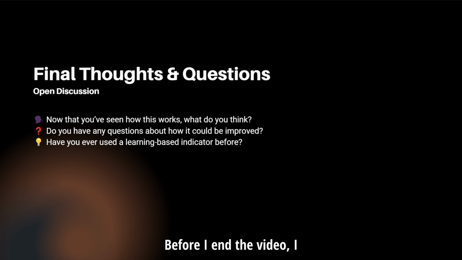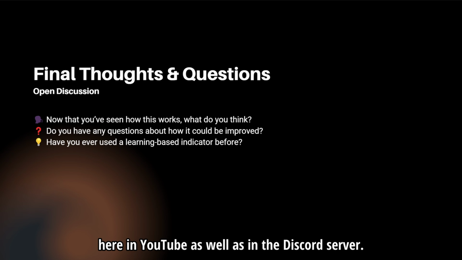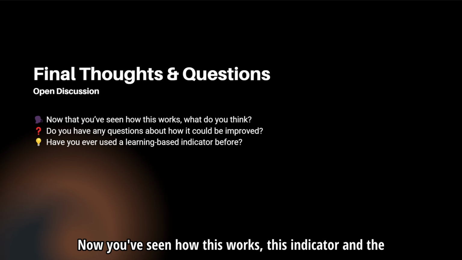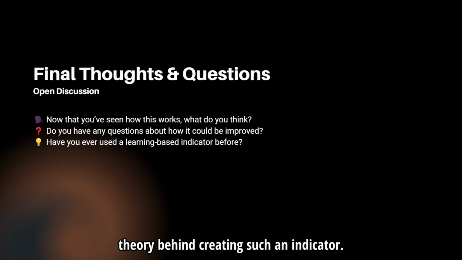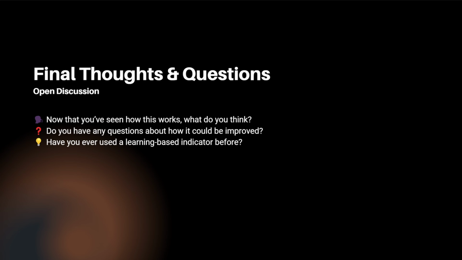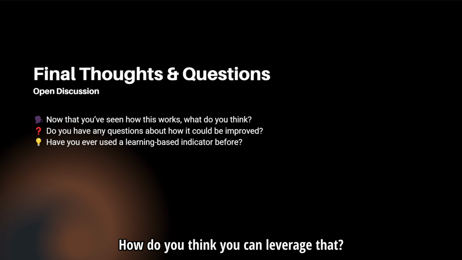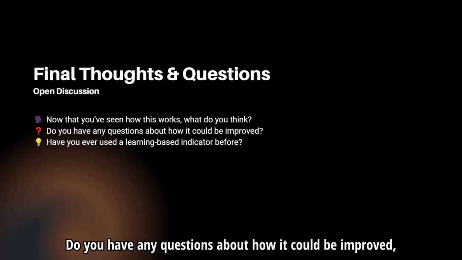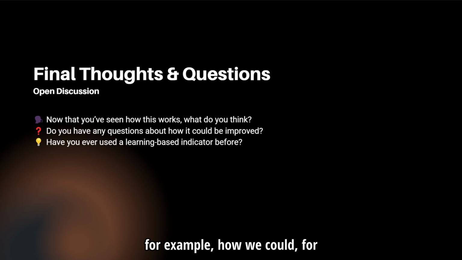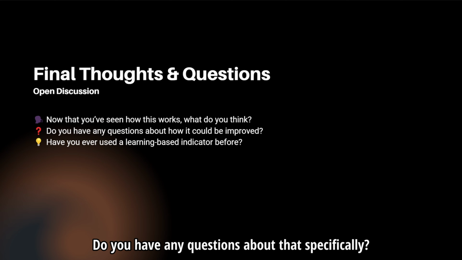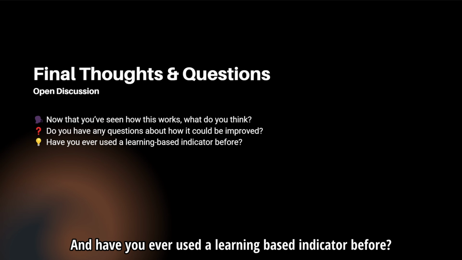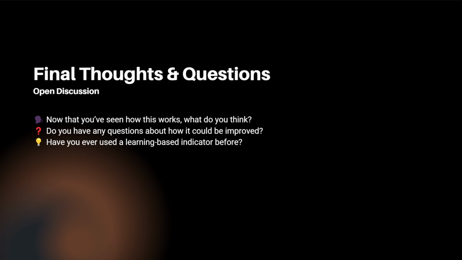Before I end the video, I have a few thoughts and questions. I want to start an open discussion both here on YouTube as well as in the Discord server. Now you've seen how this indicator works, and the theory behind creating such an indicator. What do you think about that? How do you think you can leverage that? Do you have any questions about how it could be improved? How we could, for example, create a more advanced algorithm? Do you have any questions about that specifically? Have you ever used a learning-based indicator before? And if so, did you create it yourself or was it one you've bought?